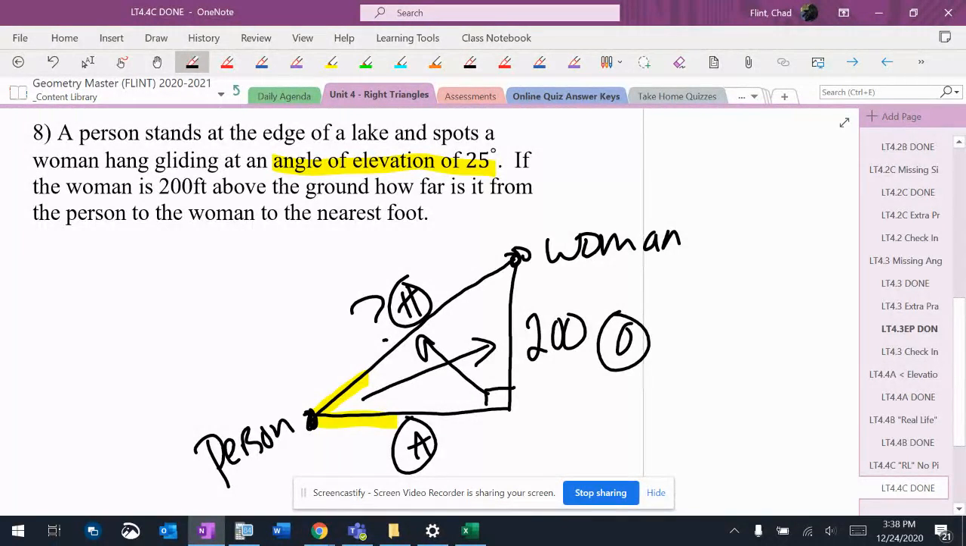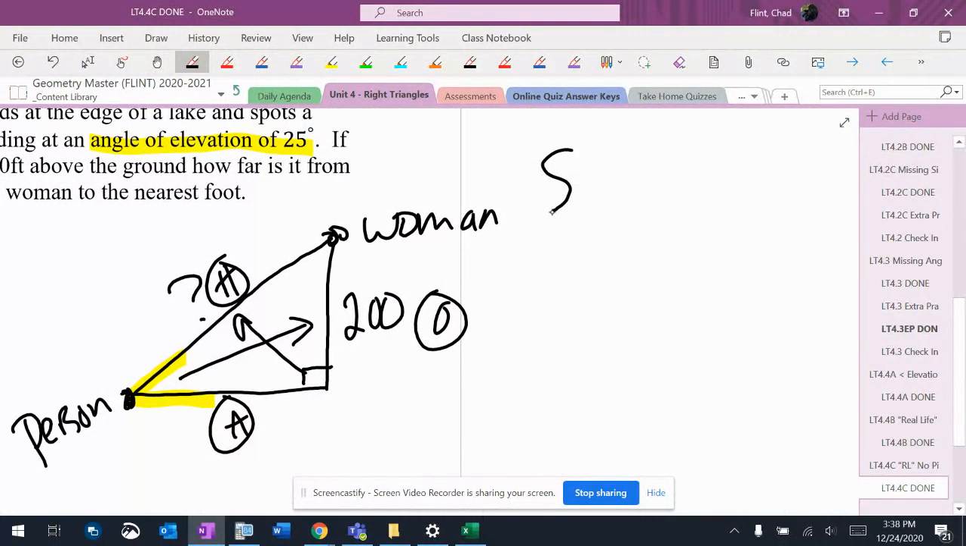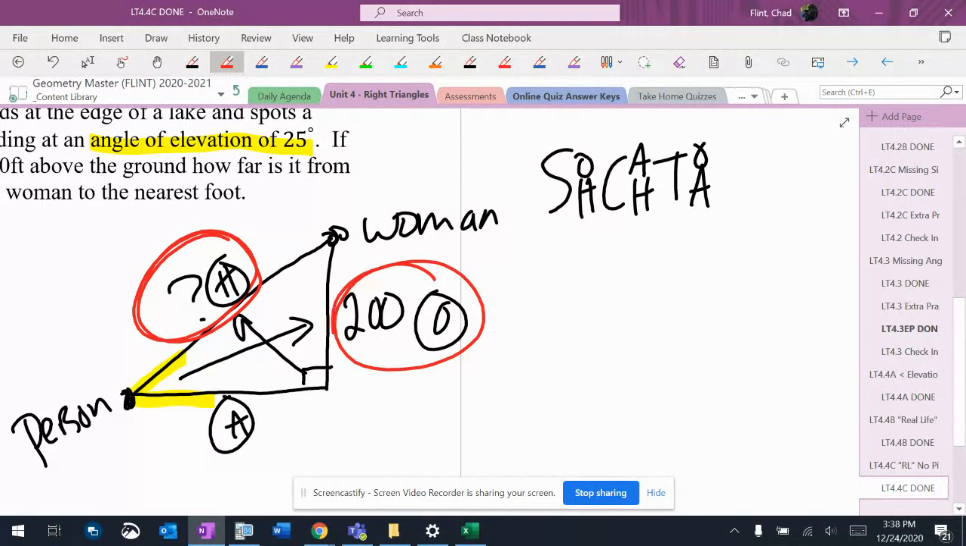So for this problem, it's going to be a SOHCAHTOA problem because it has an angle involved. SOHCAHTOA. Okay, SOHCAHTOA problem. I want the hypotenuse. I know the opposite, so it's going to be a sine problem. All right, a sine problem.